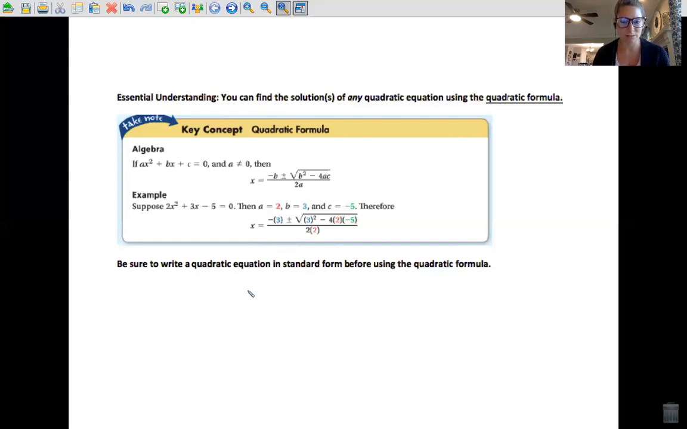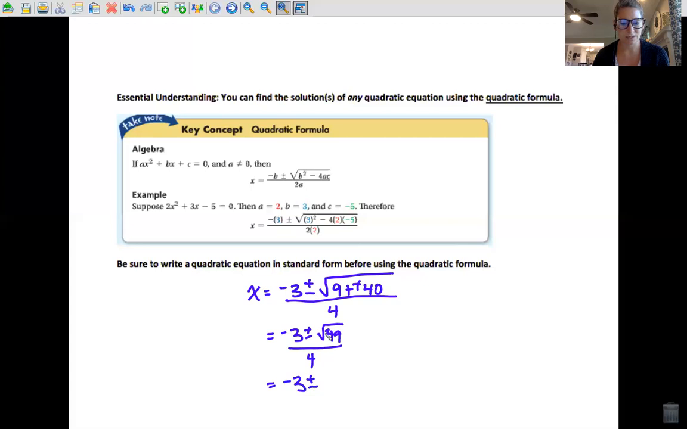If I were to simplify this one, I'd have -3 plus or minus the square root of 3 squared, which is 9, minus 4 times 2 is 8, 8 times -5 is -40, so I'd have 9 minus -40, all over 2 times 2, which is 4. So -3 plus or minus the square root of 9 minus -40, which is like plus positive 40, so the square root of 49, over 4. So I have -3 plus or minus the square root of 49, which is 7, over 4.